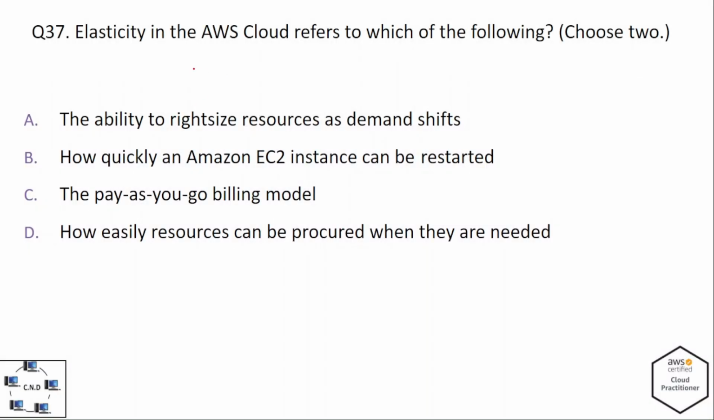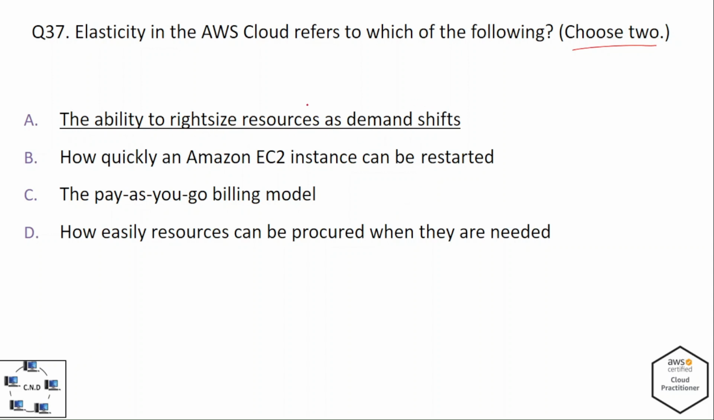Question number 37 is that elasticity in AWS cloud refers to which of the following, and we have to choose two options. The options are A, the ability to right size resources as demand shifts. Option B, how quickly an Amazon EC2 instance can be restarted. C, the pay as you go billing model, and D, how easily resources can be procured when they are needed.